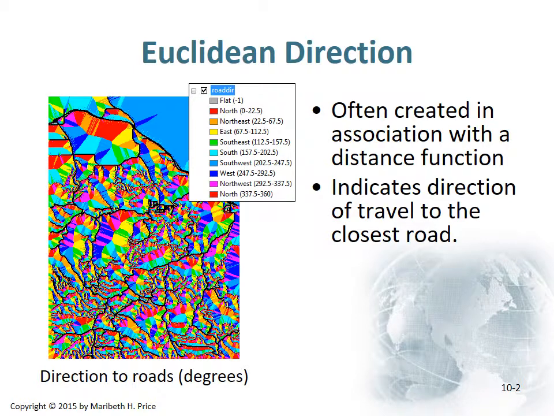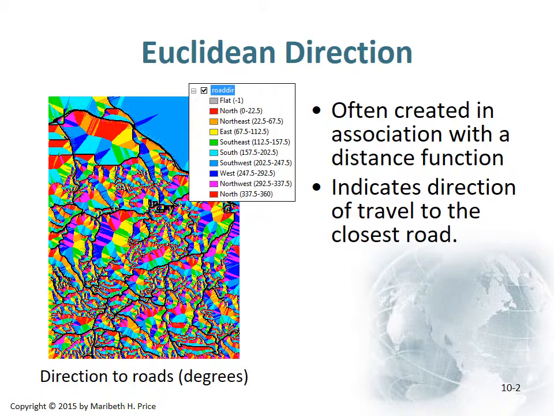Okay, so it's compass direction, but it's compass direction that's determined from the cell location to wherever the nearest road is. So that's different from the landscape aspect grid, which is telling you here's where the slope is, and here's the direction that the slope faces, north, south, east, and west, or anything in between. Okay, so that's the true landscape orientation.